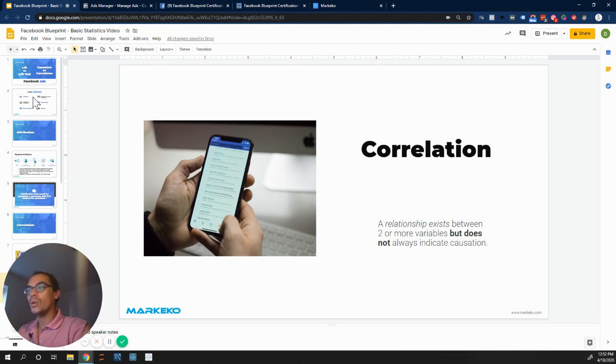And so when we talk about correlation, what you're really seeing is whether there is a relationship between two or more variables, right? But this doesn't tell you whether one caused the other, right? There's a cause and effect. It can mean that they're related, but it doesn't mean that there's a cause and effect.